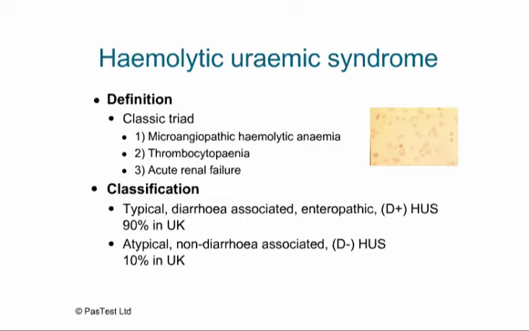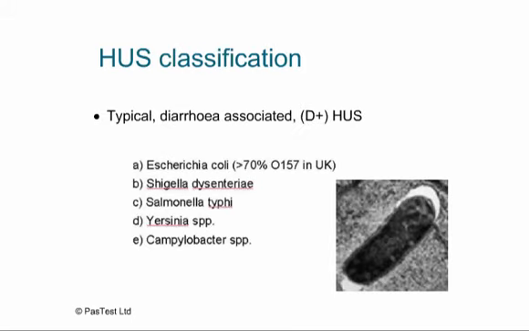The causes of the D plus HUS, as we alluded to earlier, are largely in this country E. coli and most typically E. coli 0157, although the other serotypes are often involved. Less so in this country, but certainly in Asia we see quite a lot of Shigella, Salmonella, Yersinia and Campylobacter. But together, those 5 organisms around the world cover most cases of diarrhea-associated HUS.